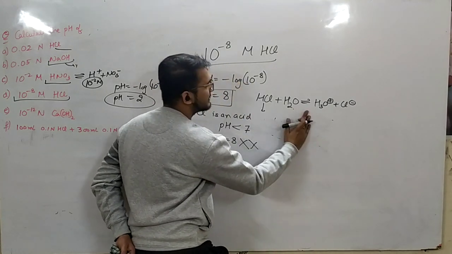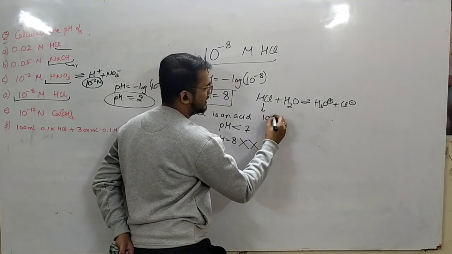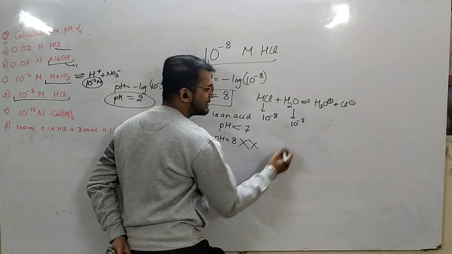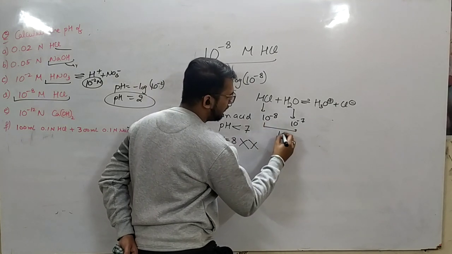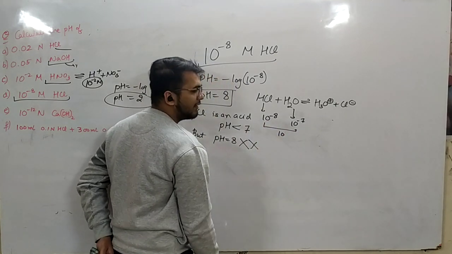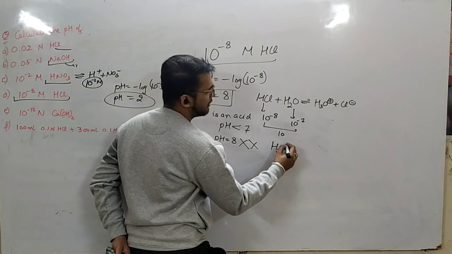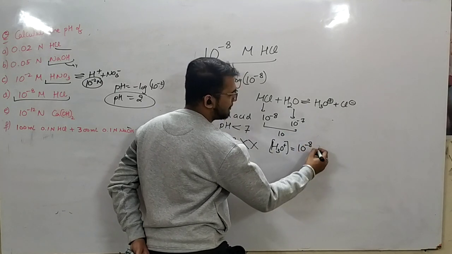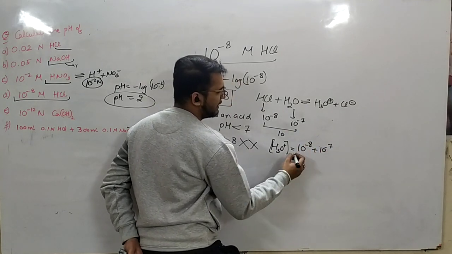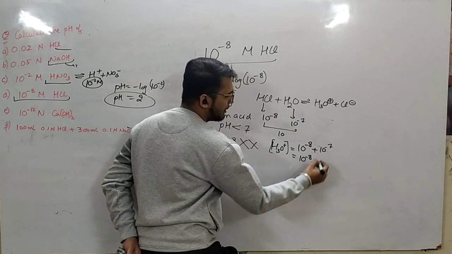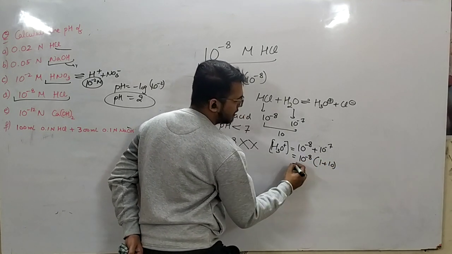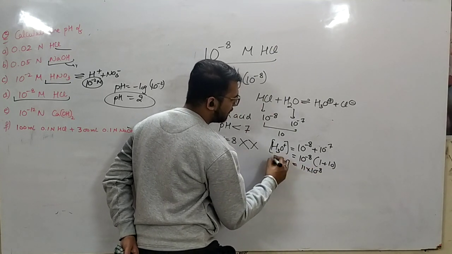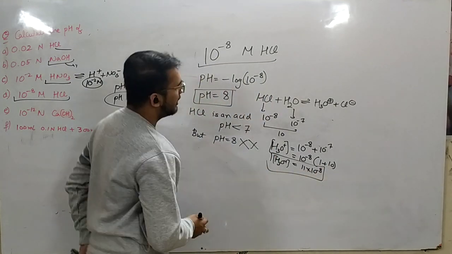But in this case, the HCl concentration is 10 to the power minus 8 and water is 10 to the power minus 7, and the difference is only of 10, which is a considerable difference. So overall H3O positive concentration comes out to be 10 to the power minus 8 plus 10 to the power minus 7. Taking 10 to the power minus 8 common, it becomes 1 plus 10. So 11 into 10 to the power minus 8 is the actual concentration of H3O positive ion in the liquid.